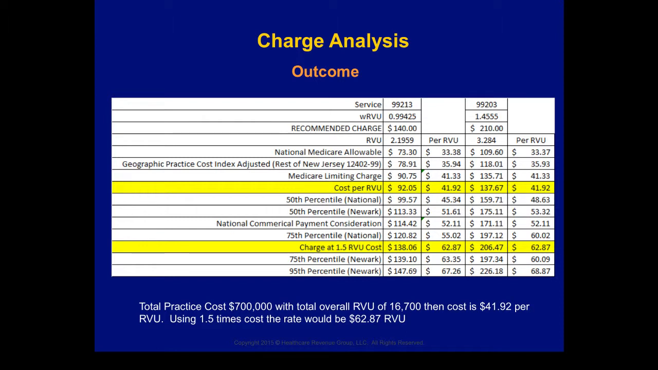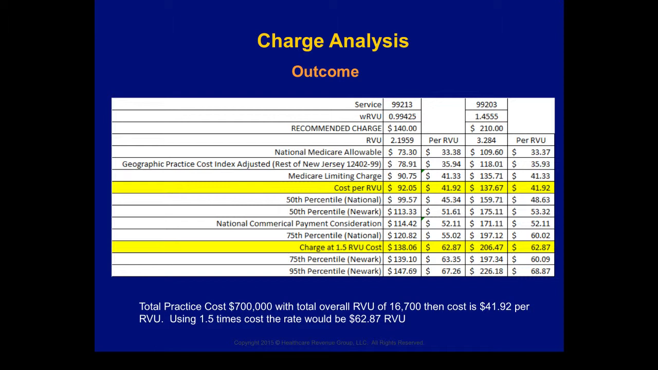Okay, so if I did $41.92 multiplied by 2.1959, that says that I should never accept anything below $92.05 for this service. But wait, that means I should never accept Medicare's allowable rate of $78.91. Well, no, you've got to look at it. $78.91 is what Medicare pays, and I will agree. In that analogy, Medicare patients are not going to make your practice make money.